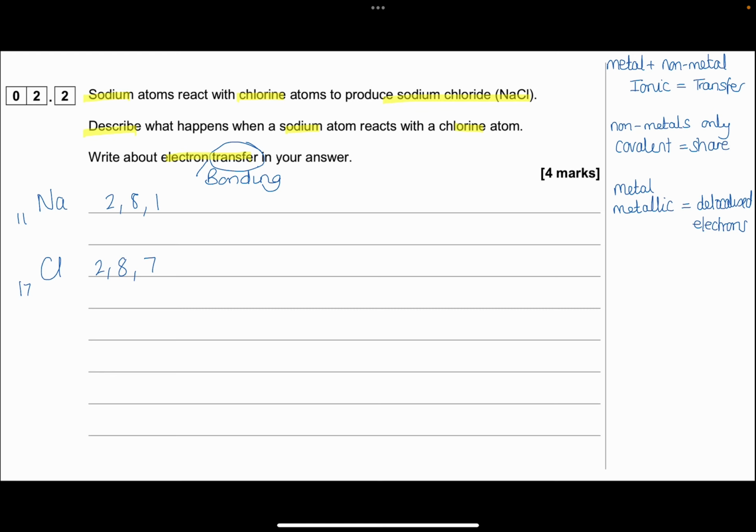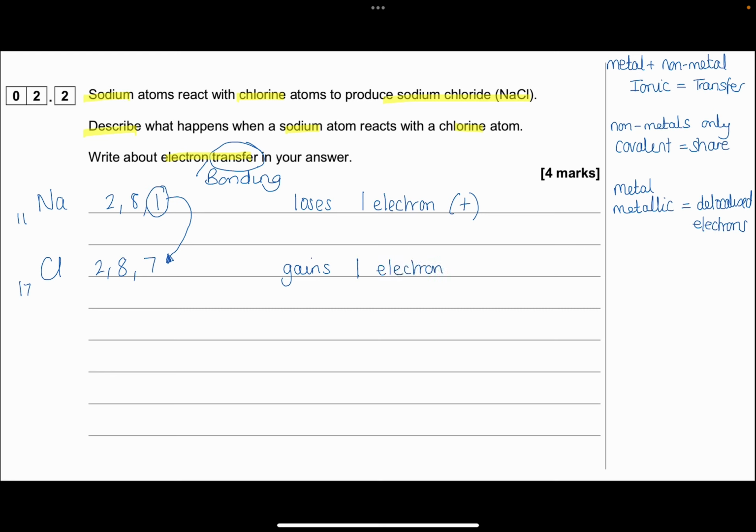So transfer of electrons: in ionic bonding, the electrons move from the metal to the non-metal. So we can see this is a straightforward transfer. 1 electron will move from sodium to chlorine. Because the sodium loses 1 electron, it becomes a positive charged ion. And because the chlorine gains 1 electron, it becomes a negative charged ion.